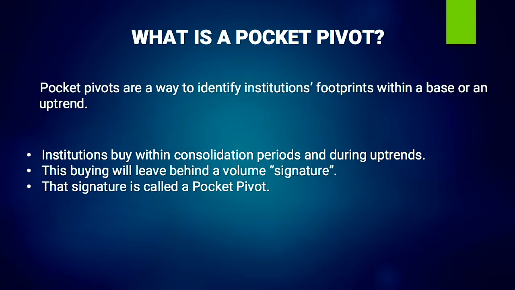So the institutions are the real movers of the market. We can't move the market. Only the institutions have the money to move the market, so we want to spot when they're getting into things and we want to follow along. And so the pocket pivot helps us identify when they're getting in.